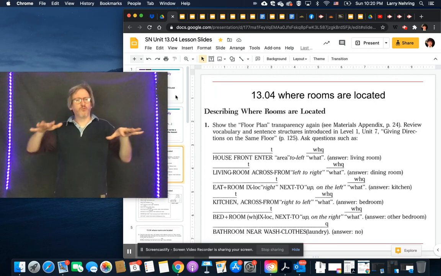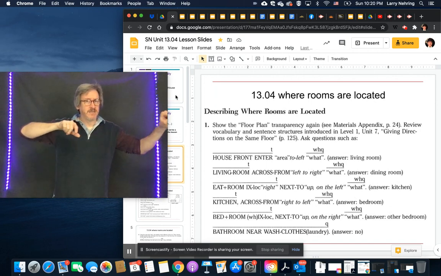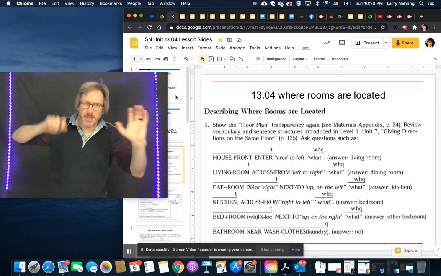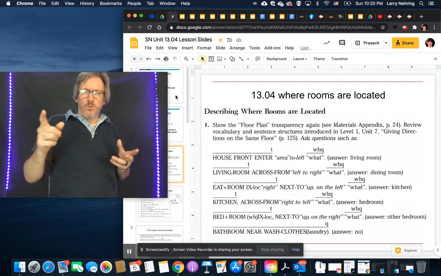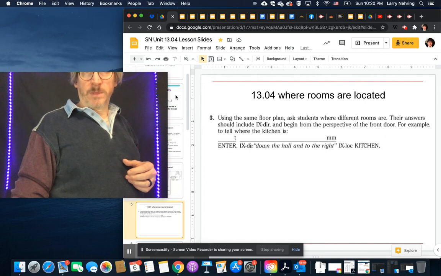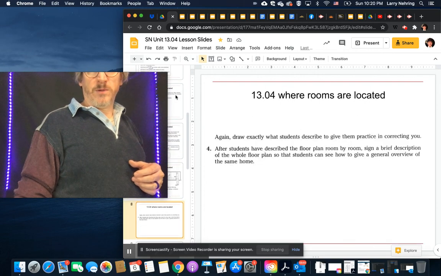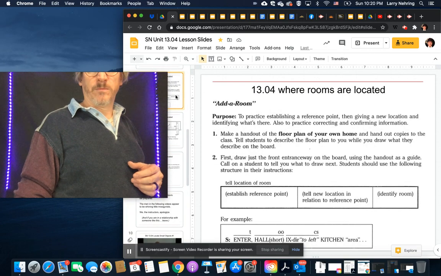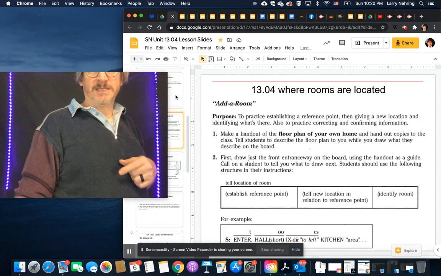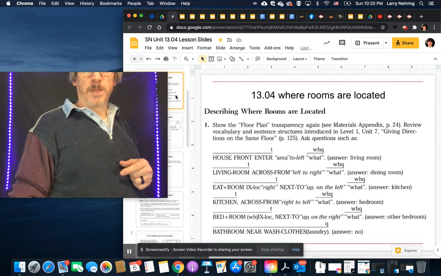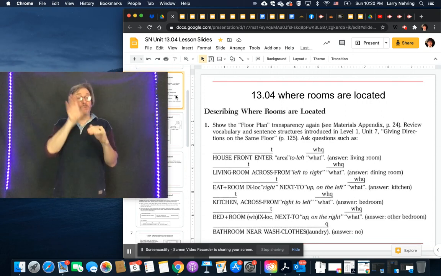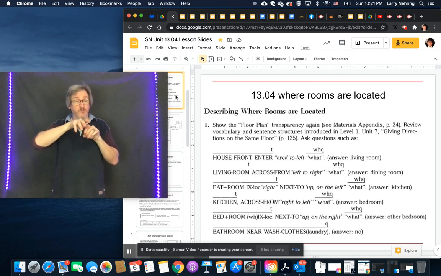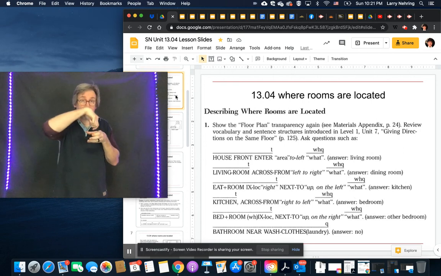So we're talking about where rooms are located in the house. There's a little bit of a hint of that when they're talking about that vacation cabin in one of the first parts of this one. So we could look at the floor plan. I should include the floor plan in here. When we enter the front door, that's our reference point. Everything from then on, we're going to use in relationship to that.